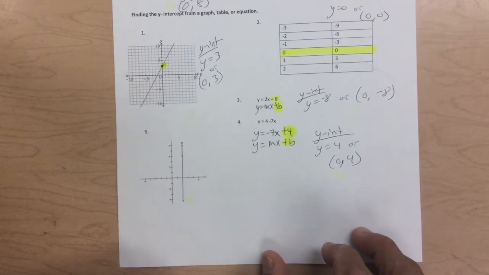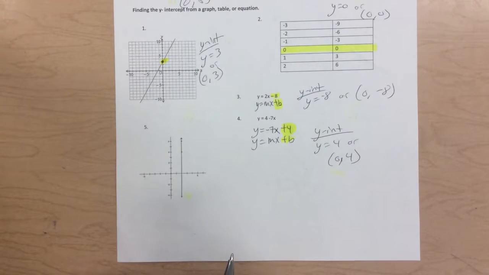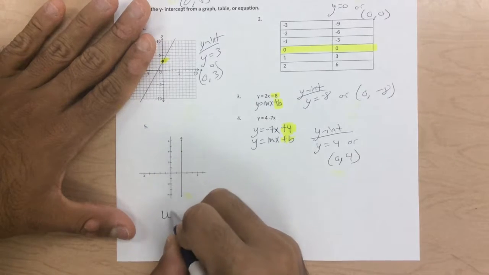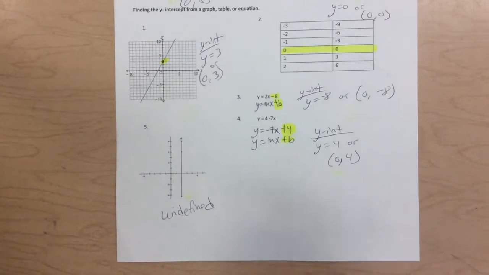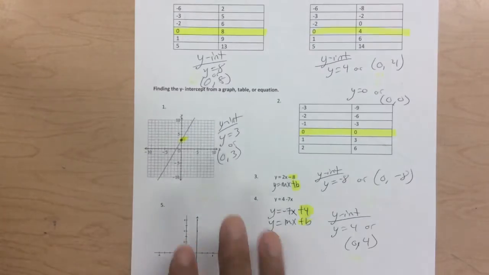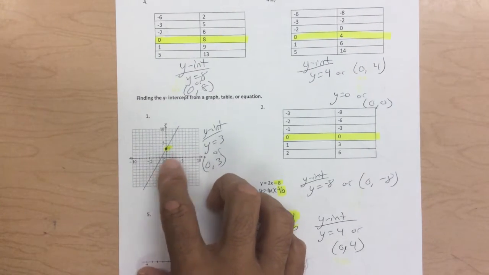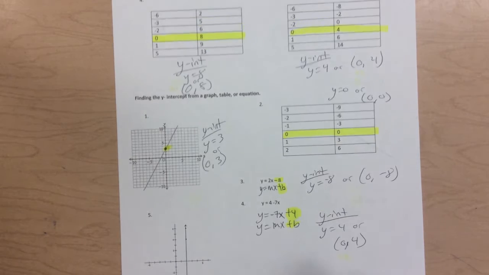And last but not least, number 5. Where does this graph cross the y-axis? Nowhere. It's never going to cross. So in this situation, your y-intercept will be undefined. Okay? And it makes sense, really, if you think about it, because we already know that this line is not a function. So it will only make sense that because it's not a function, it wouldn't have a y-intercept. It wouldn't have the same characteristics as a diagonal line that is a function.